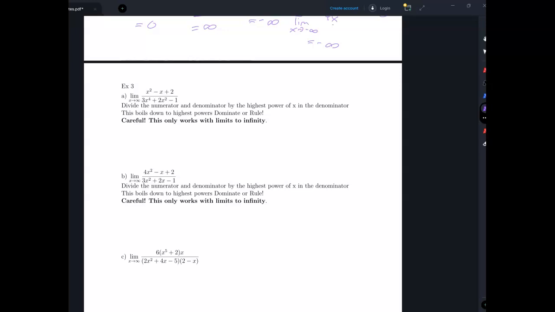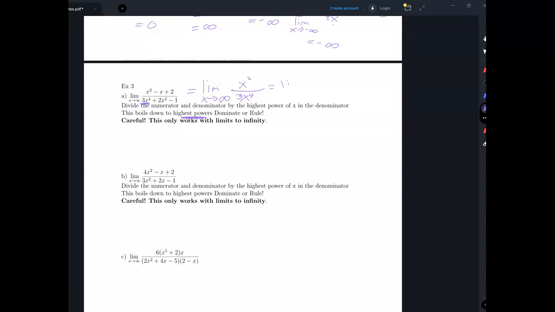So I can't cancel the way this is, but with the rules with limits to infinity, the highest powers dominate. So I can say that this is the same thing as saying limit as x goes to infinity. The highest powered term in the numerator is x squared. The highest power term in the denominator is 3x to the fourth. Notice I carry the coefficient in both cases.